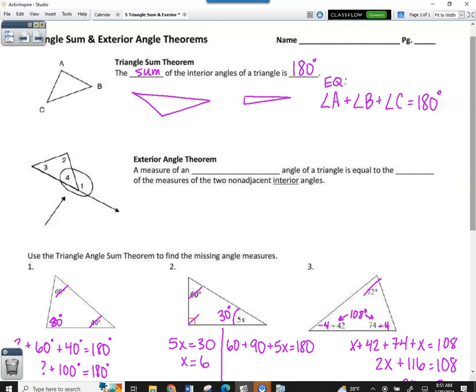I tend to call it the bougie angle because I feel like it's a little extra. It's fluff. It's not necessary to know the theorem itself. So you'll hear me call it the bougie angle. I don't know how to spell bougie though.